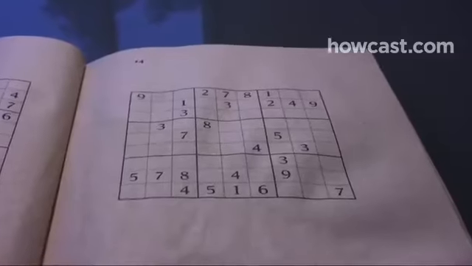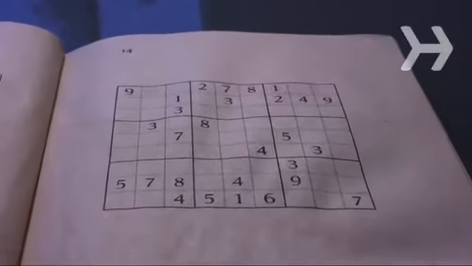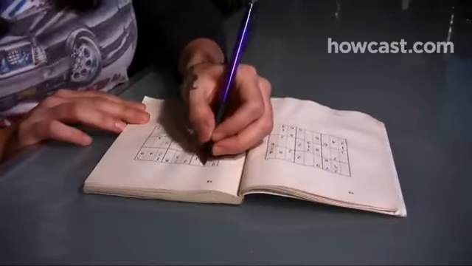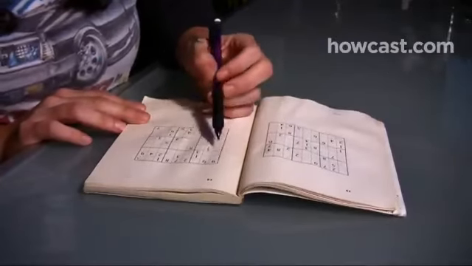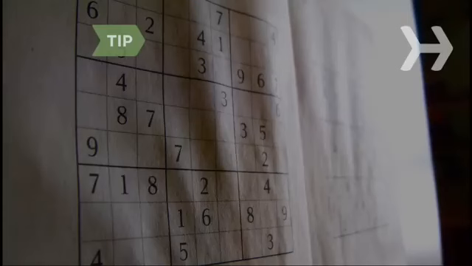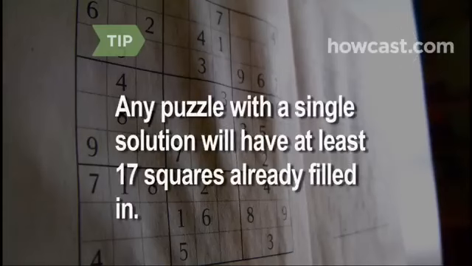Step 3. Start with an easy puzzle and work your way up to successively more difficult puzzles. Many squares will already be filled in, no matter the puzzle level. Based on those filled-in squares, using logic and the process of elimination, begin deducing which numbers fit in the empty squares. Any puzzle that has one single solution will have at least 17 squares already filled in.